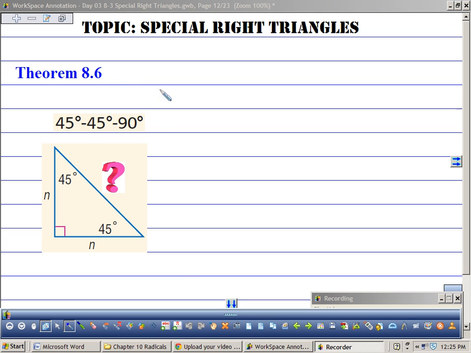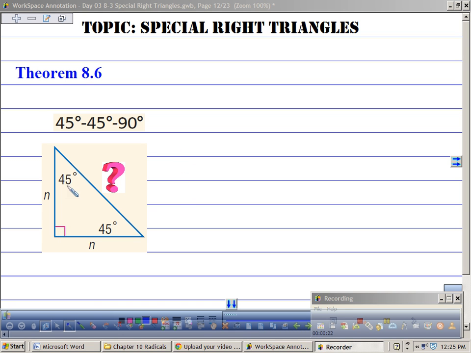Okay, so let's talk about Theorem 8.6. Theorem 8.6 states that if we have a right triangle that specifically has two 45-degree angles, which if you turned this around, it would actually be an isosceles triangle, correct? Because the base angles are the same, therefore the sides are the same. So let's use what we already have done, which is a squared plus b squared equals c squared, to find this third side.